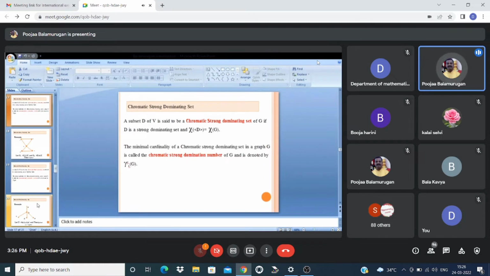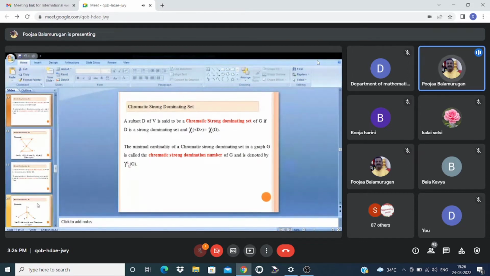So that concept was introduced by D.N. Janagiraman and Pubala Ranjani, I think in 2006. After that, myself and my guide extended that idea: chromatic strong dominating set.